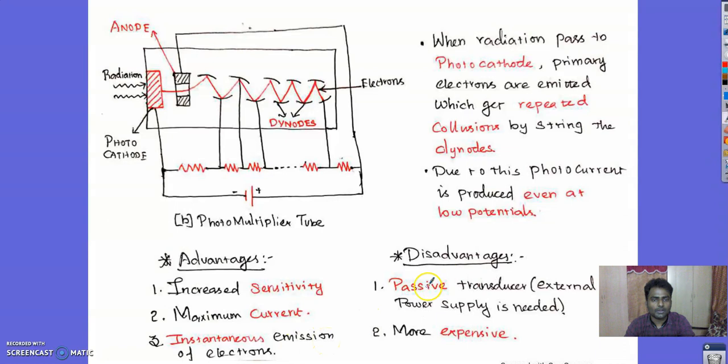The disadvantages are that it is a passive type of transducer, which is a disadvantage. Why? Because we have to add an external supply for the operation of the transducer, and it is also more expensive.